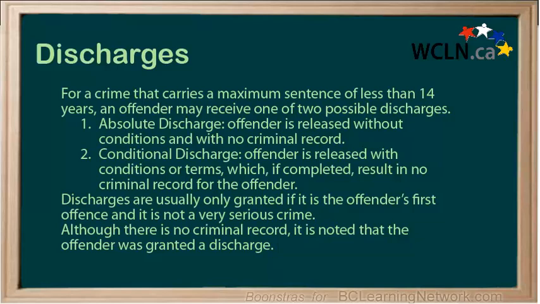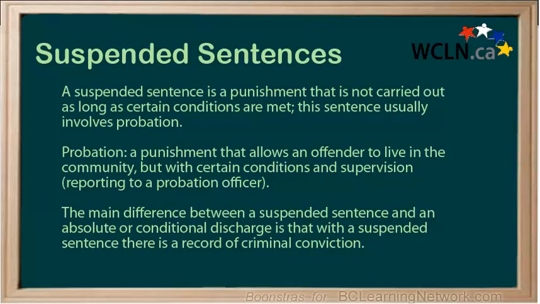A suspended sentence is a punishment that is not carried out as long as certain conditions are met. This sentence usually involves probation. Probation is a punishment that allows an offender to live in the community, but with certain conditions and supervision, that is, reporting to a probation officer. The main difference between a suspended sentence and an absolute or conditional discharge is that with a suspended sentence there is a record of criminal conviction.